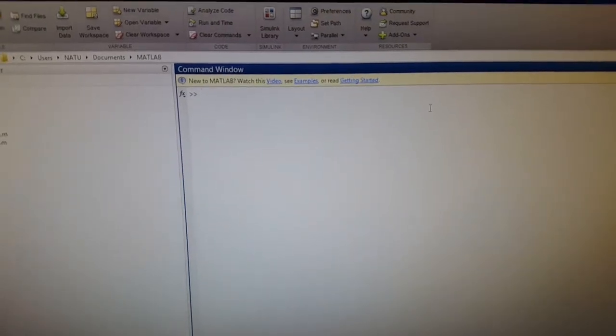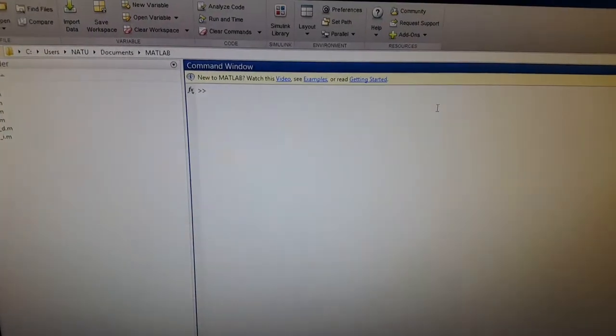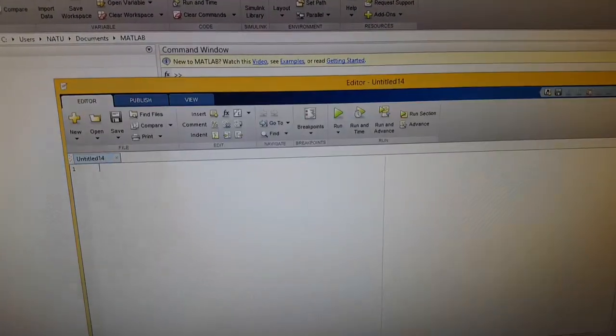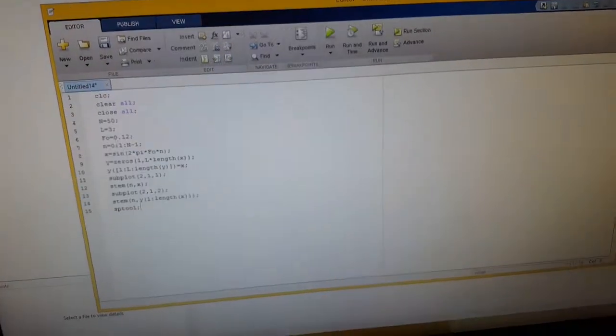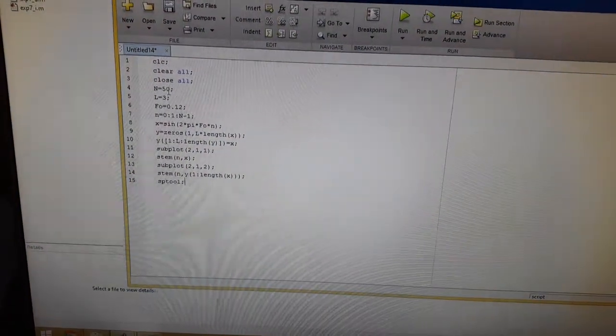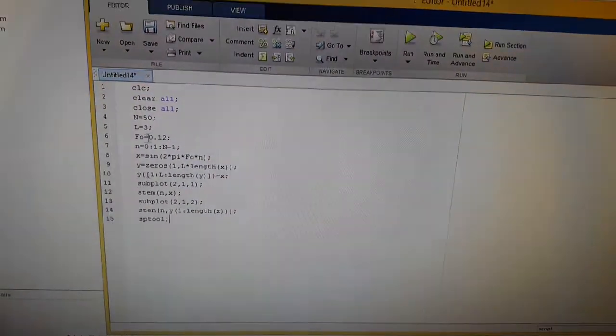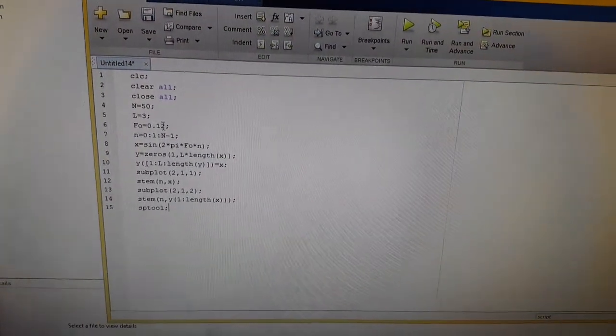So here we are doing multi-rate signal processing, the decimation part within it. We start by again taking a new script. So this is the program that we have got: clc, clear all, close all. We have 50 samples in the input signal, so N equals 50. The decimation factor L is 3. The frequency of the signal is 0.12.